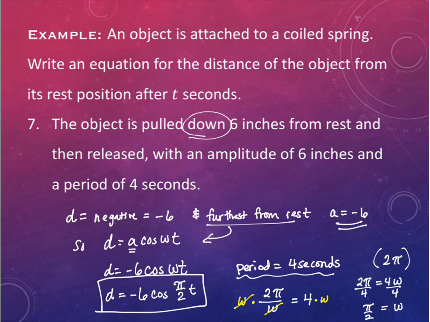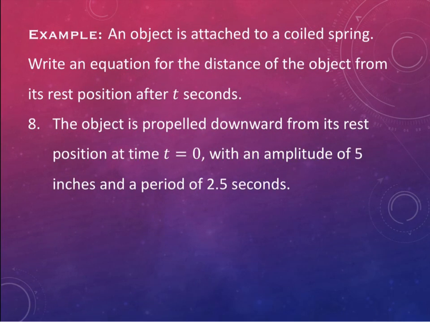Okay, we have another one. Same directions. We're finding the equation. This one says an object is propelled downward from its rest position at time 0 with an amplitude of 5 inches and a period of 2.5 seconds. Let's first start with what D is. What is the displacement away from rest? It's negative 5.